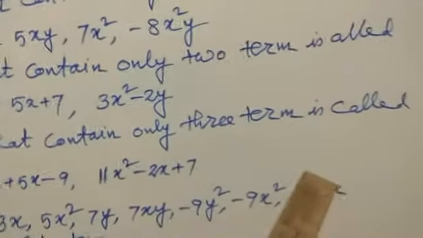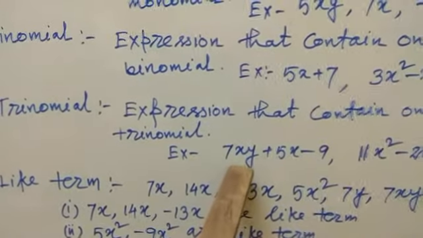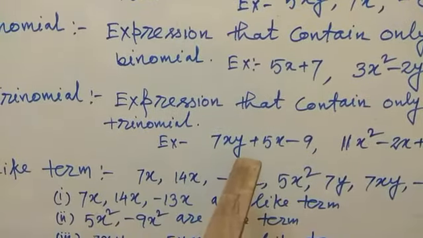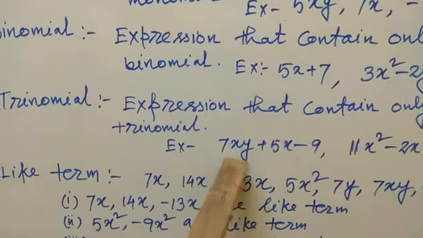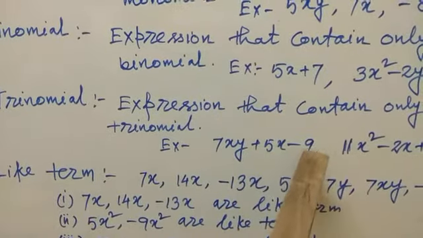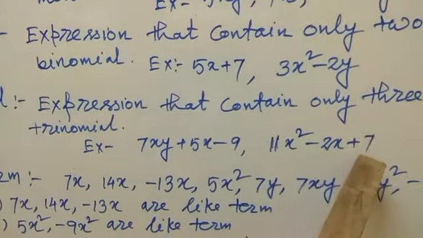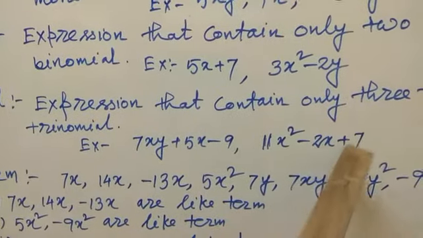Next, trinomial. When an algebraic expression contains only three terms, it is called a trinomial. Example, 7xy plus 5x minus 9, so it is a trinomial. The three terms are 7xy, 5x and minus 9. Another example, 11x square minus 2x plus 7, so it is also a trinomial. The three terms are 11x square, minus 2x and 7.